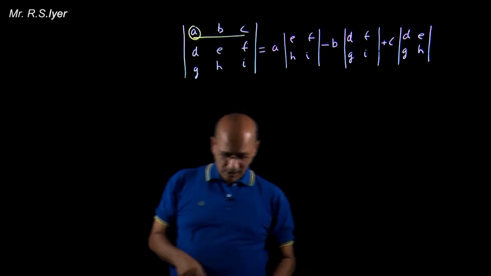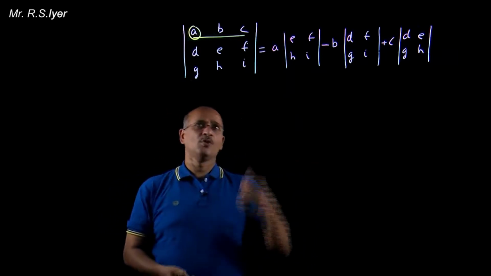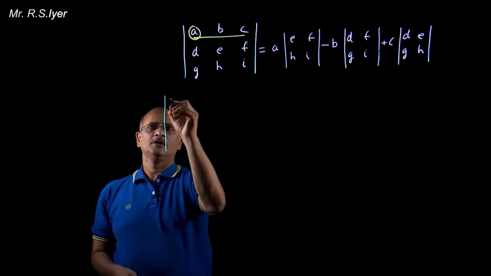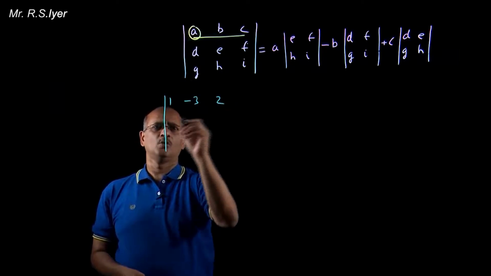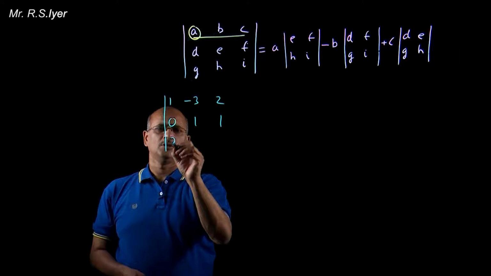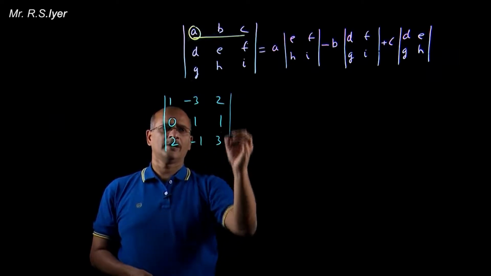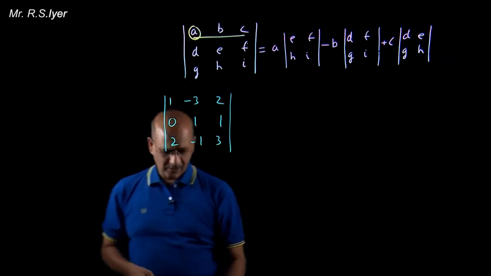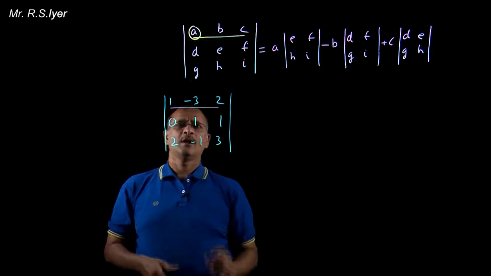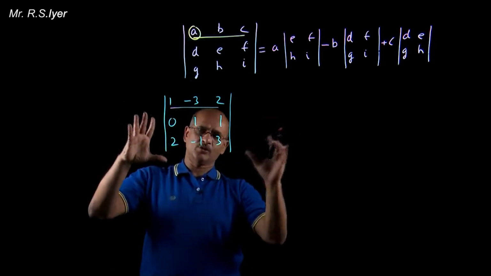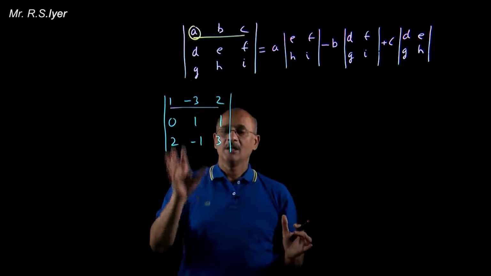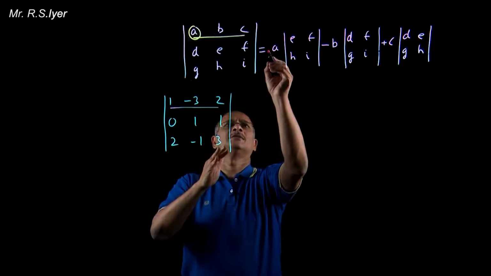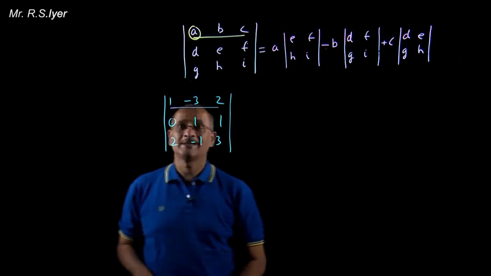Okay. Now, to make you understand better, I will give one example. Let us take a determinant: 1, minus 3, 2, 0, 1, 1, 2, minus 1, 3. Let me show you how to evaluate this determinant. As scheduled, I am taking the first row as the base row and opening up the determinant. You can take any row or column, but the sign convention of the first row is plus, minus, plus. So follow that same convention here.